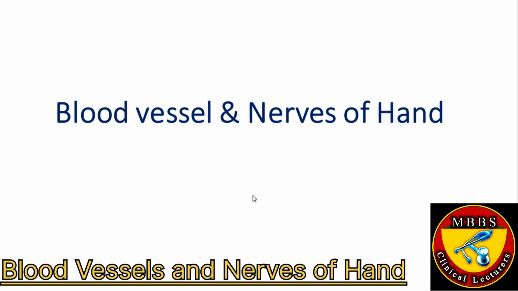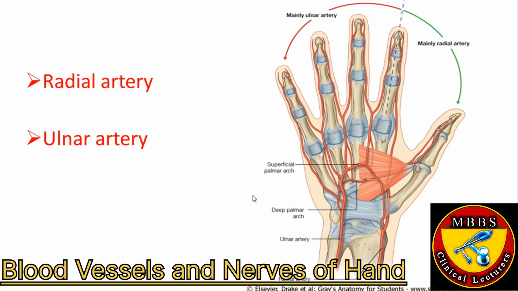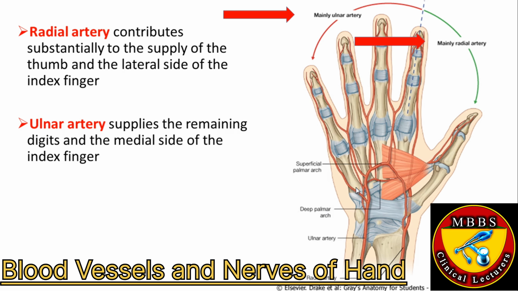Today is the blood vessels and nerves of the hand. First, the vessels of the hand. The vessels of the hand, according to the artery: the radial and the ulnar artery are the main arteries of the hand. The radial artery contributes substantially to supply of the thumb and the lateral side of the index finger. Ulnar artery supplies the remaining digits and the medial side of the index finger. This is mainly the radial artery supply area, and this is mainly the ulnar artery supply area.